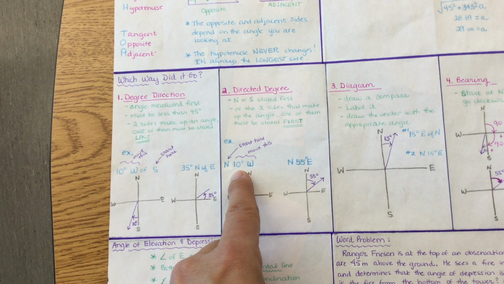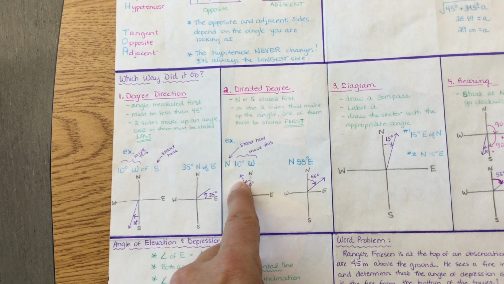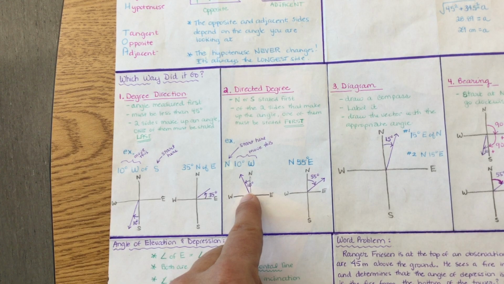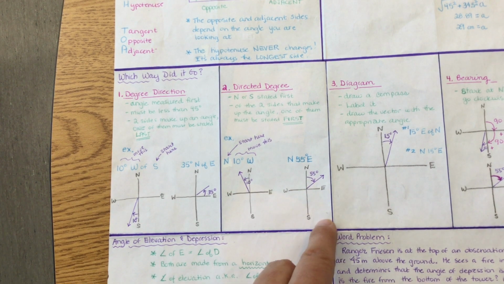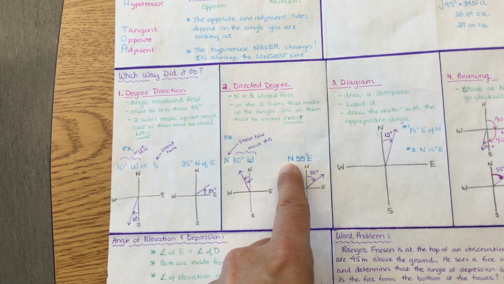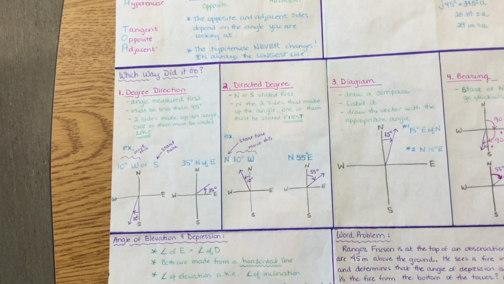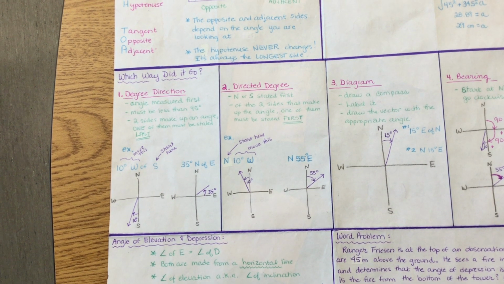So for example, north 10 degrees west, you start at north and move 10 degrees west. There's west, 10 degrees, draw my vector and make a little note with an arrow, 10 degrees. Okay, here, north, east, south, west, we're starting north and then we're moving 55 degrees east. Okay, so that's directed degree.